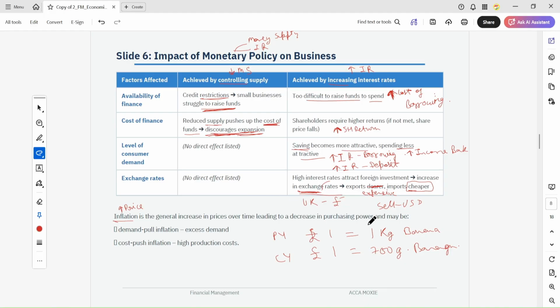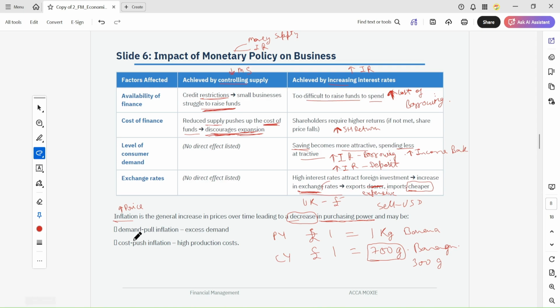Which means that you are getting less banana out of the same money. So by paying 1 UK pound, you are getting less banana, only 700 grams. So your loss is 300 grams. 300 grams is your loss. So that means that your purchasing power of the money has decreased. And what is demand-pull inflation?